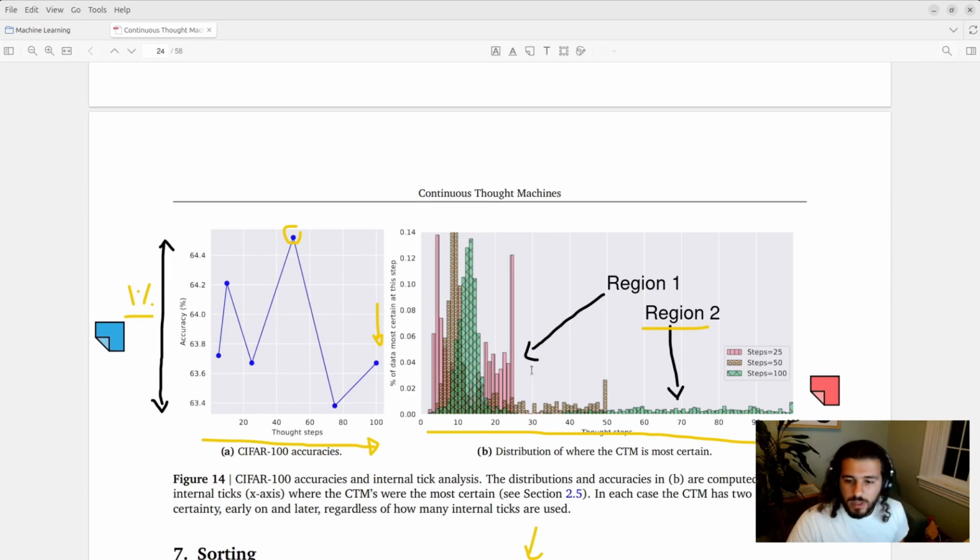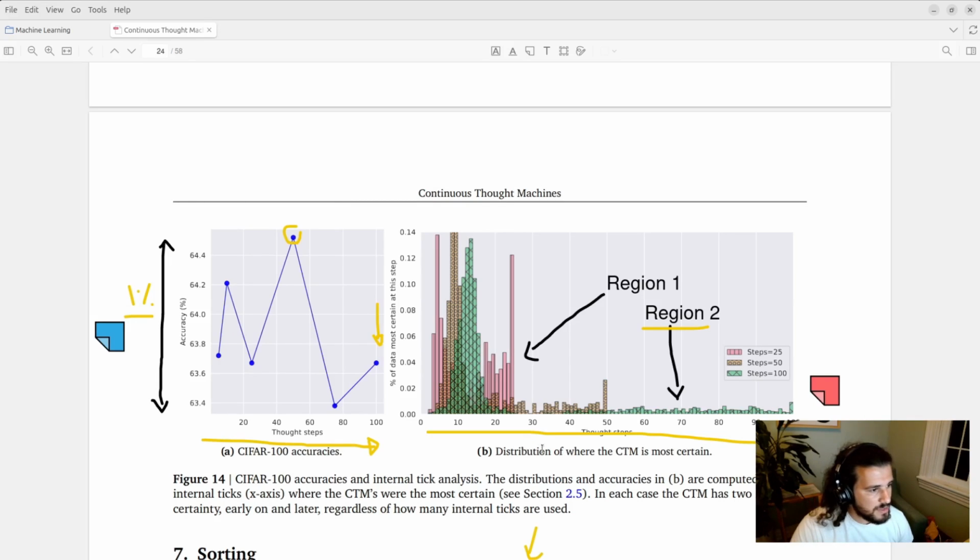Then you have these two plots for CIFAR-100, showing the thought steps and the accuracy. So how many steps you let them think. You see that the accuracy is highest at 50. After that, there's a drop off because effectively what they're saying is that there needs to be more training here. Which is encouraging, meaning that if you train these models like crazy, they should have some scaling associated with them.